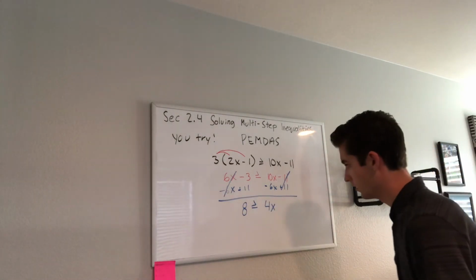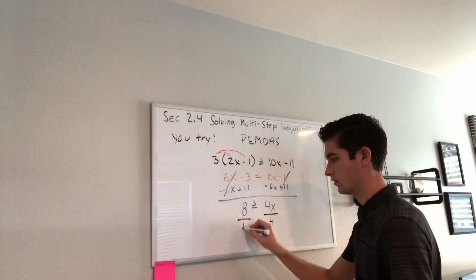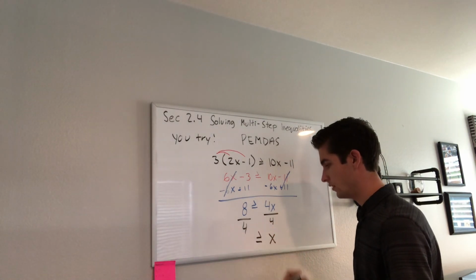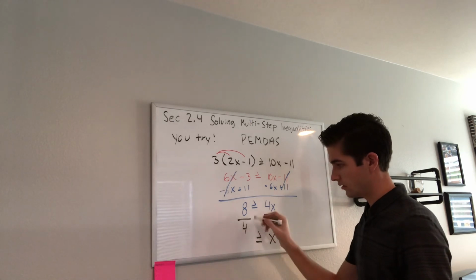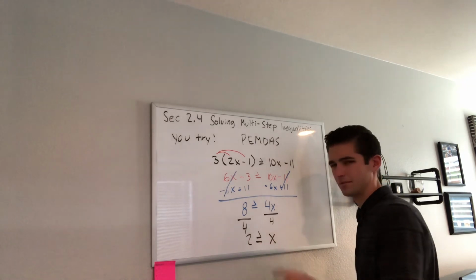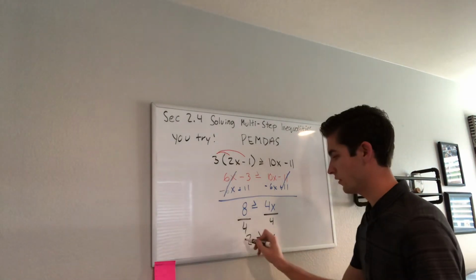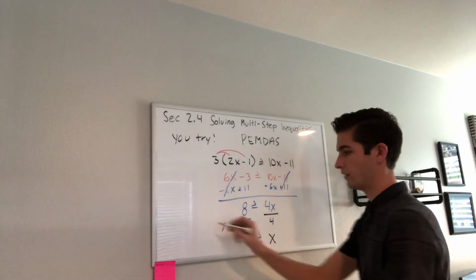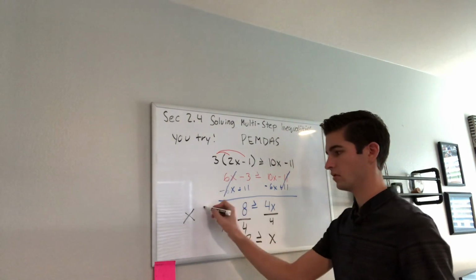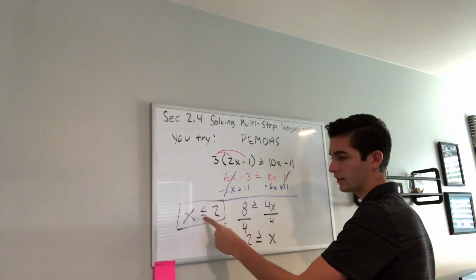And now we want to divide by 4. This is going to give us 2 is greater than or equal to x. But is that in graphing form? No. We want to put it into graphing form. In graphing form, we want the x and the 2, and it's open to the 2. So our final answer is x is less than or equal to 2.